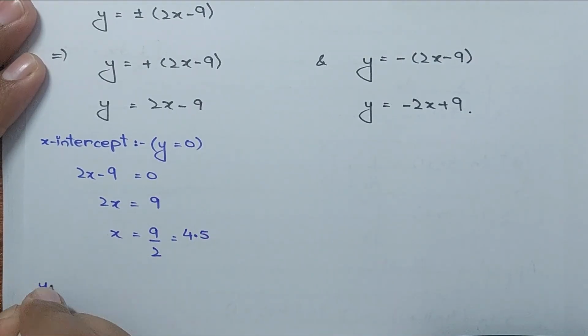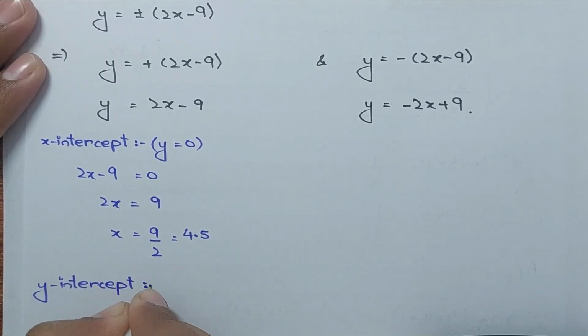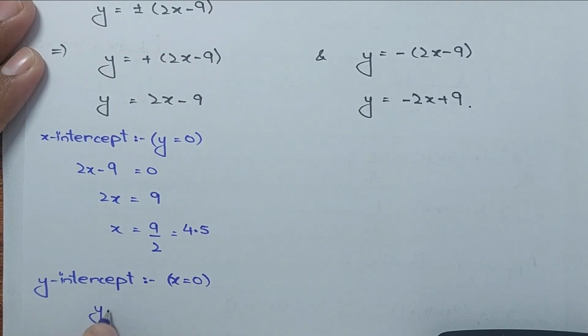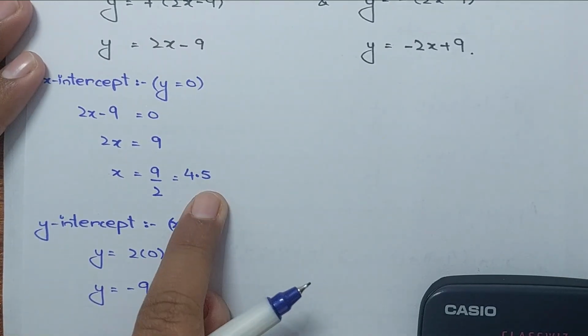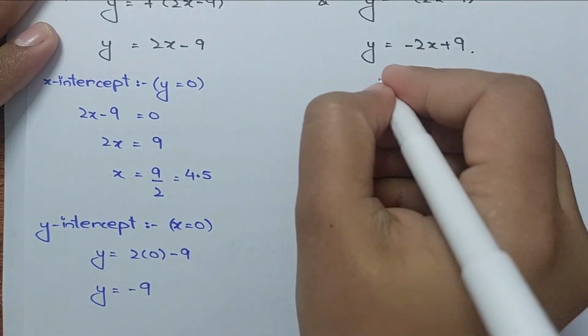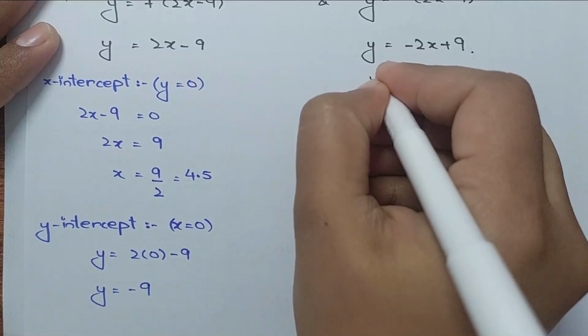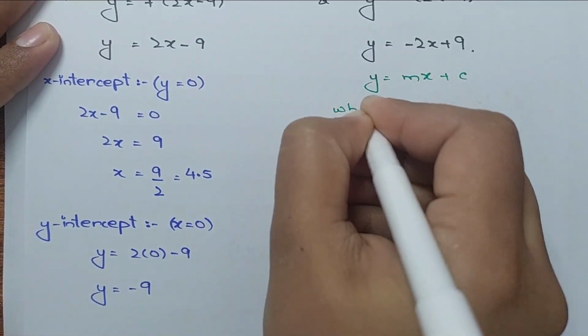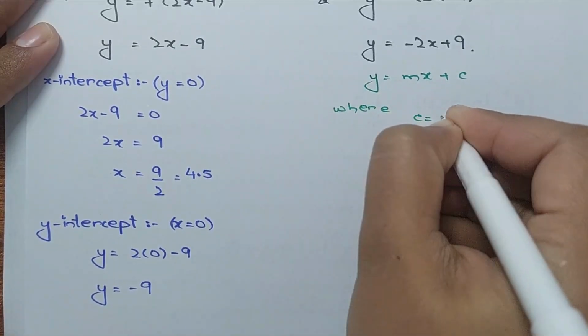Now solve for the y-intercept. For y-intercept, you need to put the variable x equal to 0. So when x value is 0, we have y equal to 2 into 0 minus 9. So the y-intercept is negative 9. The x-intercept is 4.5 for this function, right? Okay, now for the second function, I will use the other method, the slope and intercept method, y equals mx plus c, right? Where c is the y-intercept.